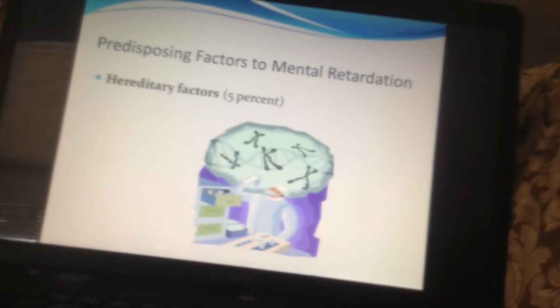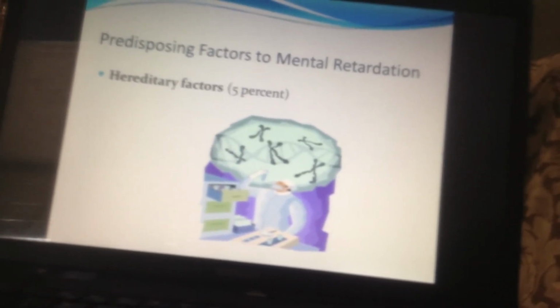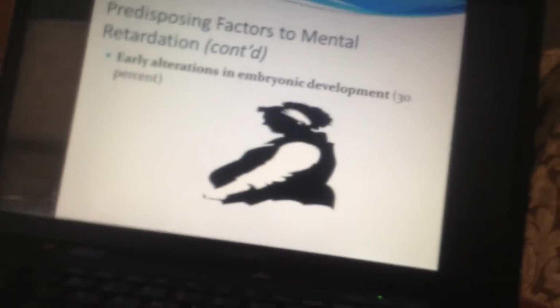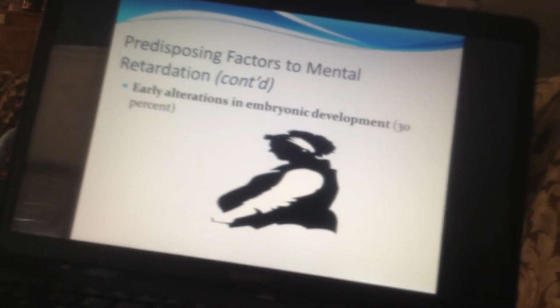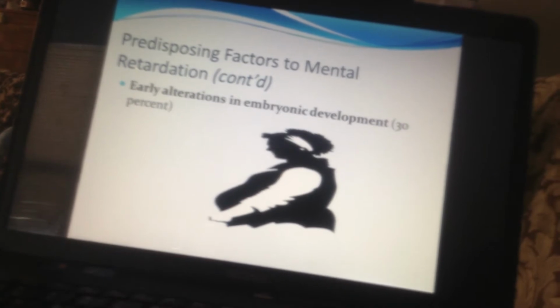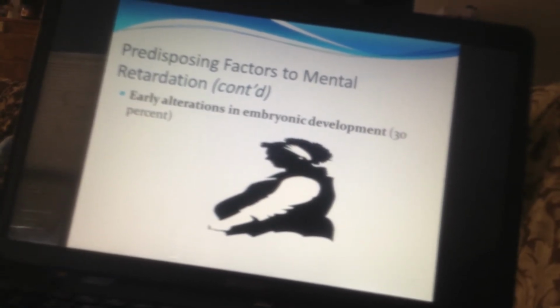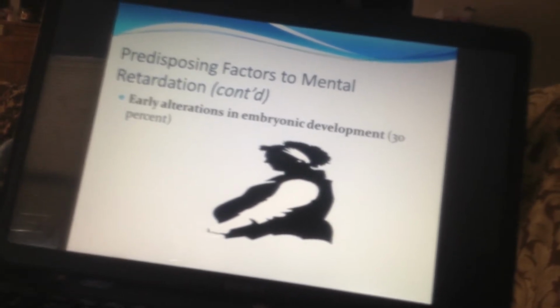Predisposing factors to mental retardation: genetics is what accounts for 5% of the cases. Early alteration in embryonic development, that would be toxicity associated with maternal ingestion of alcohol or other drugs, maternal illnesses, and infection during pregnancy.